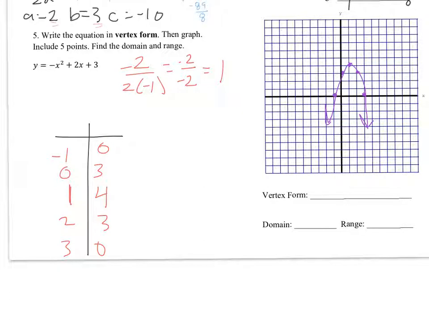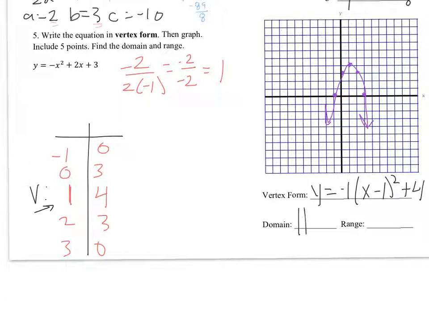So my vertex form would be y equals, remember my a value is the same a value at the beginning. My a value is negative 1 here. You could just have a negative if you want to. X, my vertex is right here, right in this location. Be x minus 1 squared plus 4.